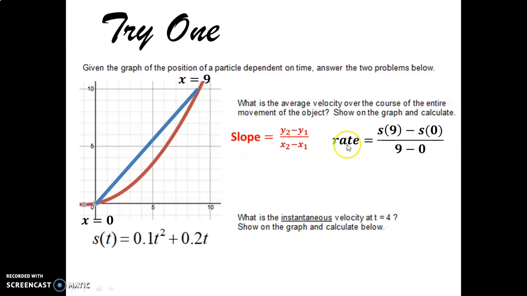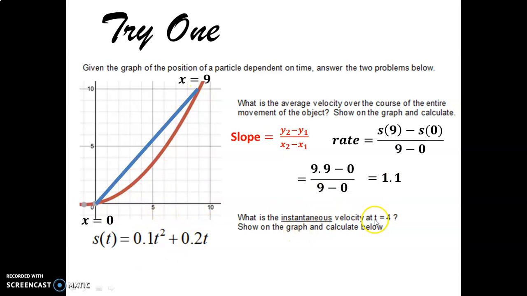You're looking for the slope again. In this case, 9 goes into the function, 0 goes into the function. That gives us the y values, which we're subtracting, and then you subtract the x values here. And that average rate of this thing here is 1.1. So that's the average speed represented by this.